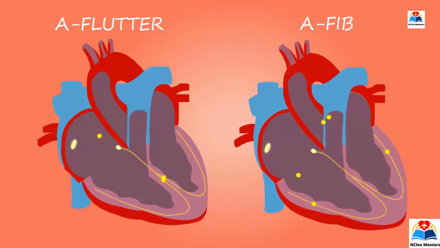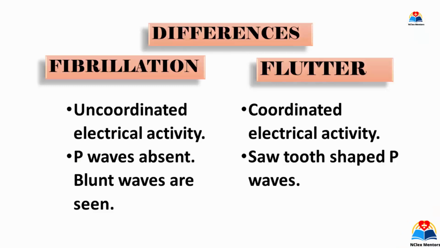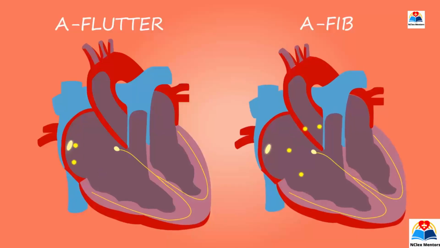The main differences between atrial fibrillation and atrial flutter are: during atrial flutter, unlike in atrial fibrillation, there is coordinated electrical activity. Thus, the atria do contract, but at a very rapid rate, which is about 250 to 350 times per minute. Also, if you see the EKG strip, you can observe a clear sawtooth pattern of P waves, which is absent or blunt in atrial fibrillation.